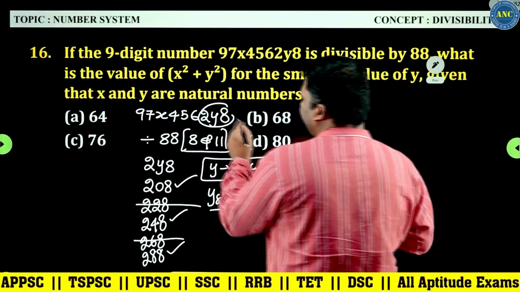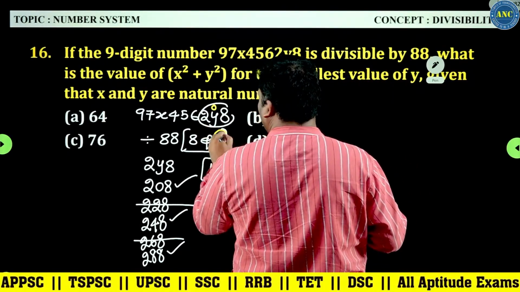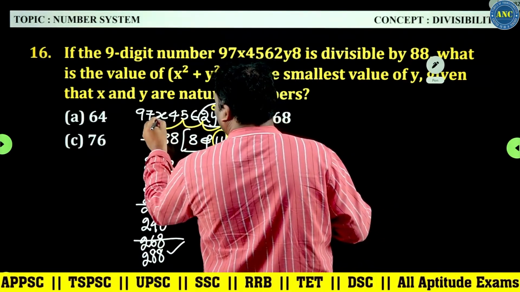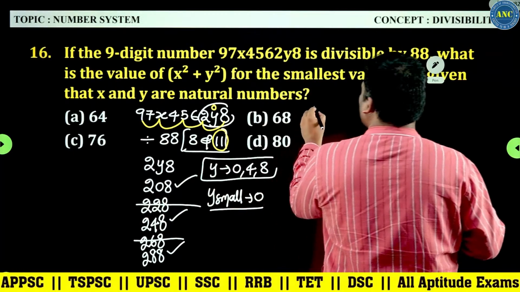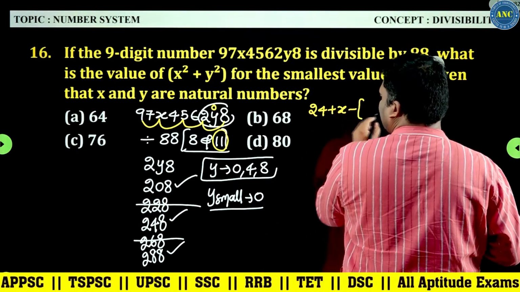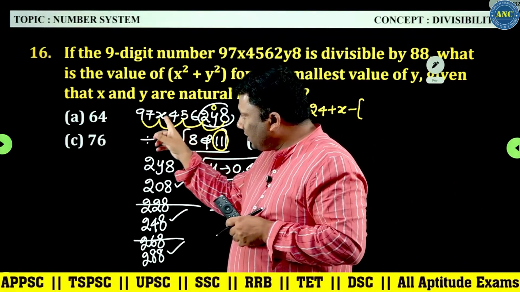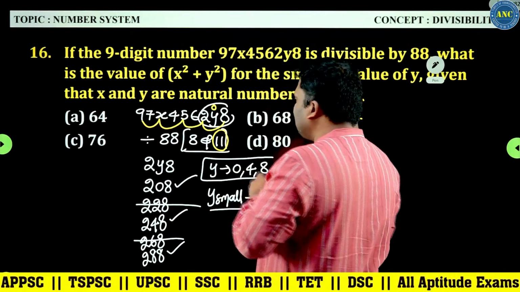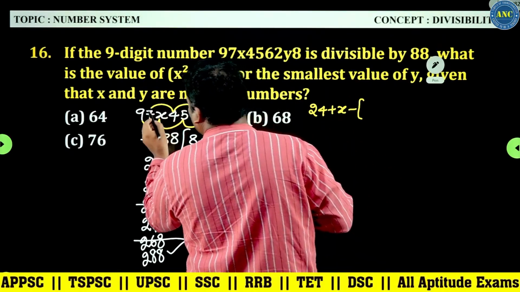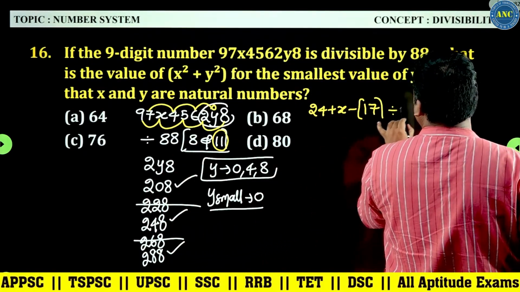Y is 0. If y is 0, then I am checking the divisibility rule of 11. 8 plus 2, 10. 10 plus 5, 15. 15 plus x plus 9. So it is 24 plus x. This is the sum of odd places. Even places: 0 plus 6, 6. 6 plus 4, 10. 10 plus 7, 17. Minus 17. This should be divisible by 11.